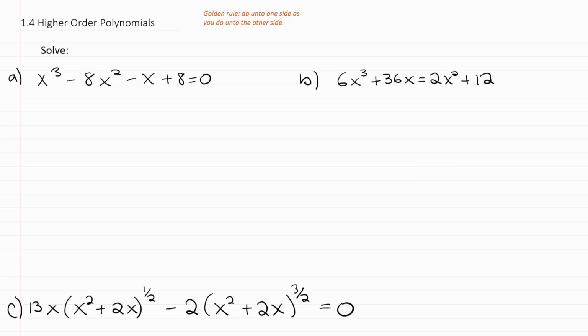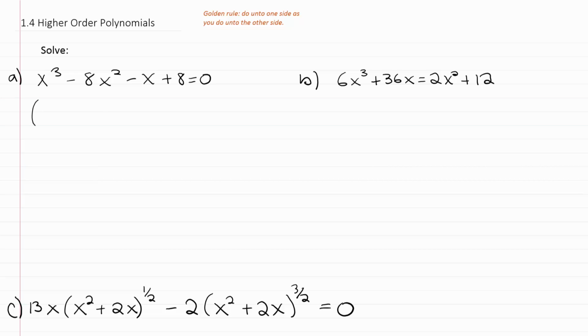All right, in this video, we're looking at some special equations. Let's look at example A here. We have x cubed minus 8x squared minus x plus 8 equals 0. So this is a polynomial with 4 terms, and it's not quadratic in nature, so we have to think about how to solve it using perhaps factoring. So let's think about factoring by grouping.